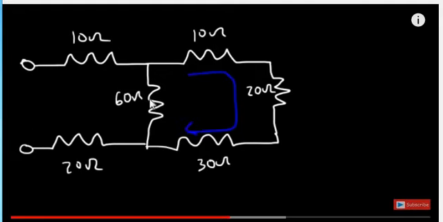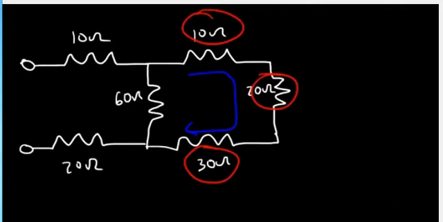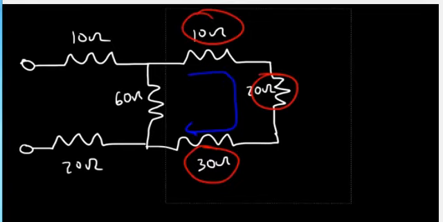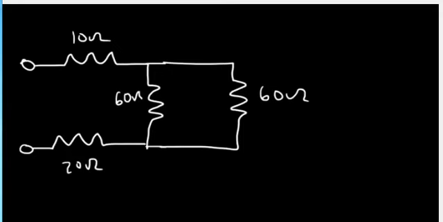How to calculate it? First, we'll resolve these three resistances. How they are connected? The current flowing through 10, 20 and 30 is the same, means they are connected in series combination. When they are connected in series, how to calculate their equivalent? It is the addition of all three. 10 plus 20 plus 30 is how much? 60 ohms.